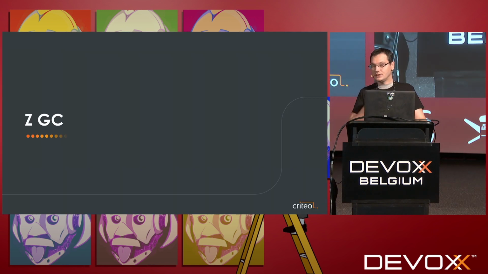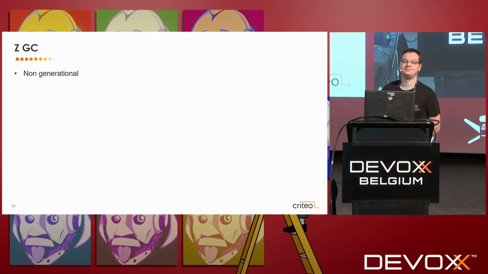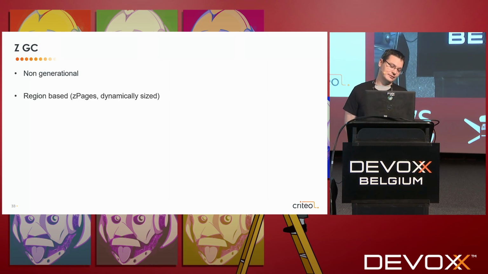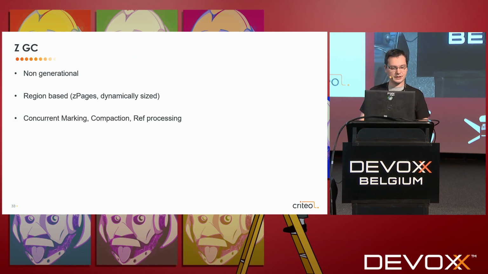So finally, ZGC. We have 10 minutes left, but for ZGC we'll be very quick. ZGC is non-generational, like Shenandoah, but they're planning to do a generational version. It's region-based. The regions are called ZPages. They are dynamically sized, but that's a constant for all the low-latency GCs.